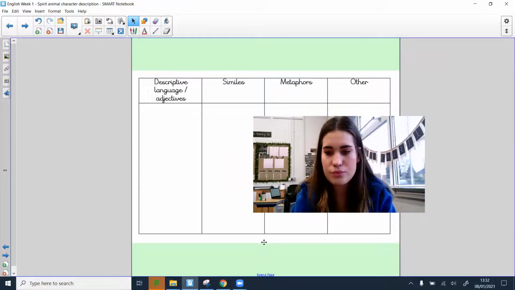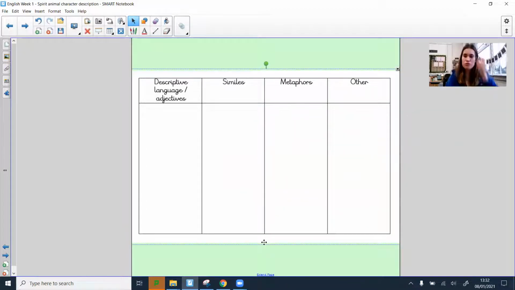Oh, there we go. I want you to draw yourself one of these tables. Now, this is so along the way you can magpie lots of ideas from the different waggles and things that we do. So when you come to write your character description on Thursday, you will already have lots of ideas there to help you from what we've done throughout the week.